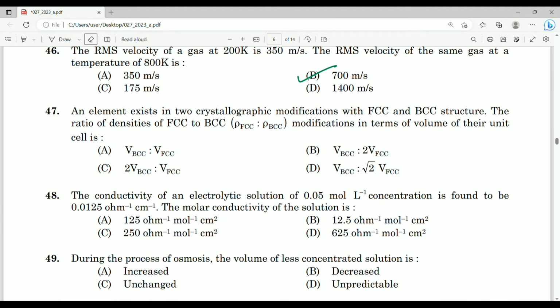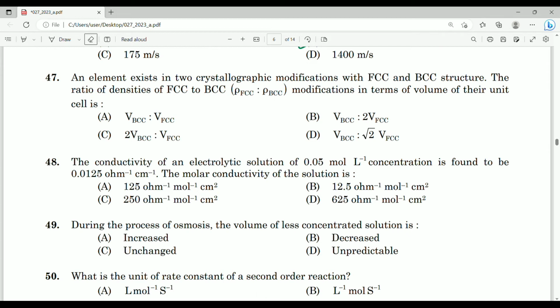47. An element exists in two crystallographic modification with FCC and BCC structure. The ratio of densities of FCC to BCC modification in terms of volume of their unit cell. So you have to find the ratio in terms of volume. So density formula is Zm by Nv. Nv volume. So for FCC it is Zm by Nv FCC. So in FCC the Z will be 4. So 4m by N is 2.